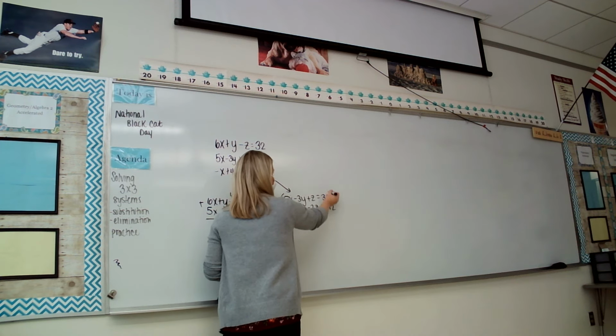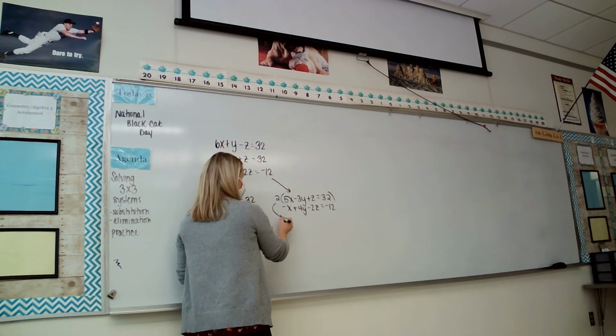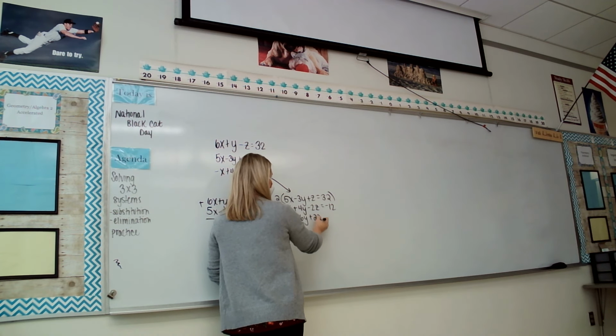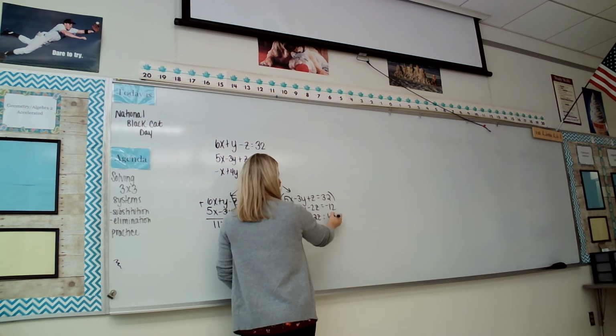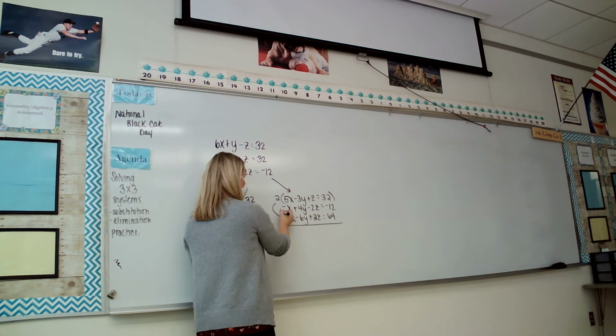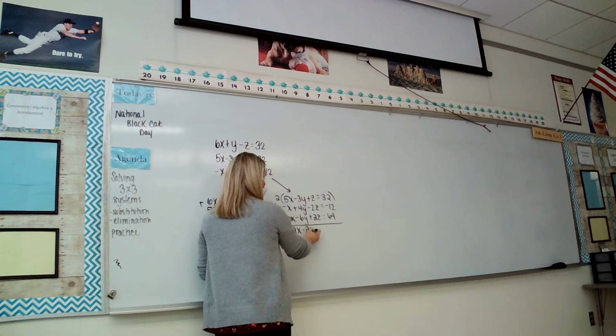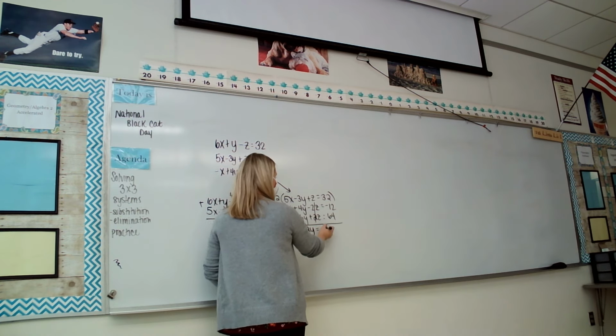I'll multiply this first equation by 2. And that will give me what? 10x minus 6y plus 2z equals 64. And now when I add them together, I get 9x minus 2y. My z's cancel, and that's going to equal 52.